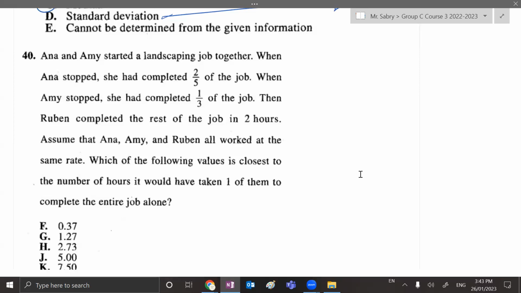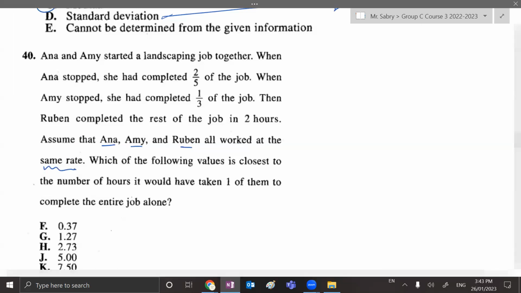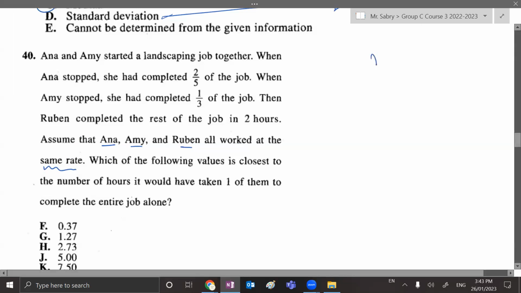I need to know the rate any of them is working at. If I know how much of the job any of them finished in how much time, then I know the rate. Because they said that Anna, Amy, and Ruben all worked at the same rate. If I knew the rate of any of them, then I've solved the whole question. Now, how do I know the rate? I know there's a specific job.